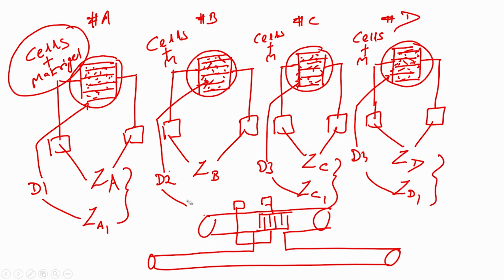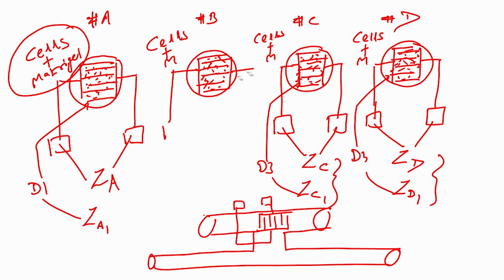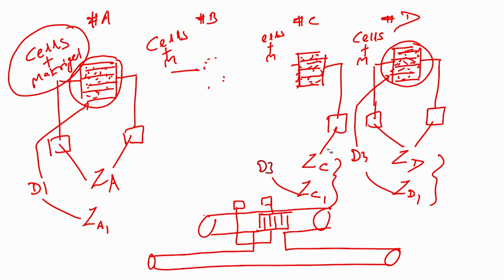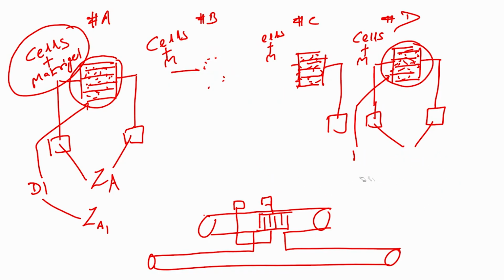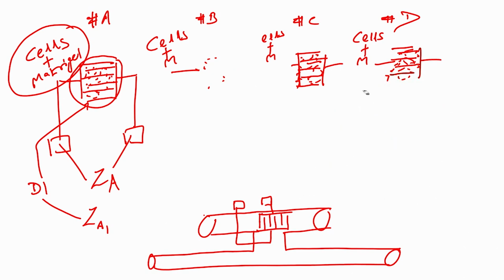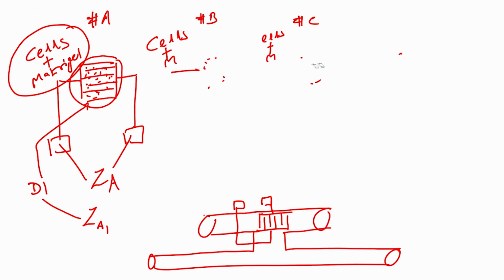So, let me just remove this, guys, so that you do not get confused. What I have drawn is two channels, one small channel and one big channel, and in the smaller channel there are interdigitated electrodes. This is your impedance measurement Z. These are interdigitated electrodes, in the smaller channel.